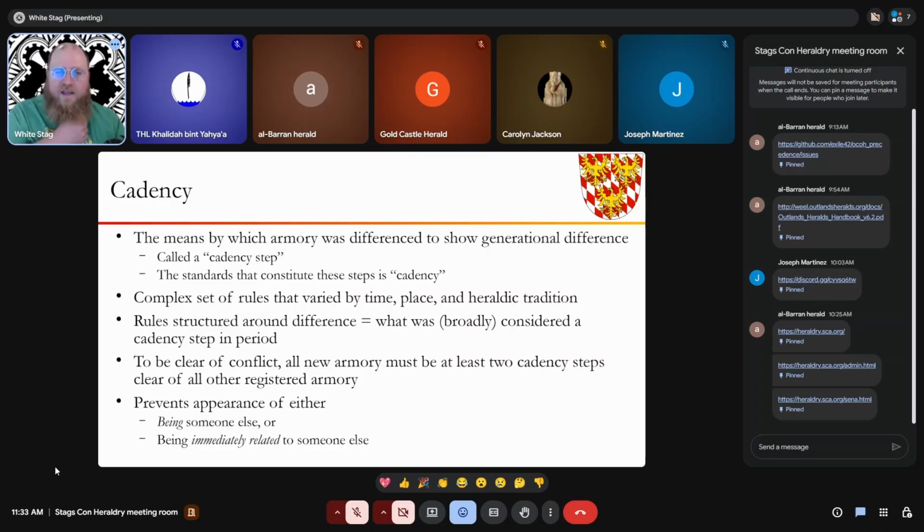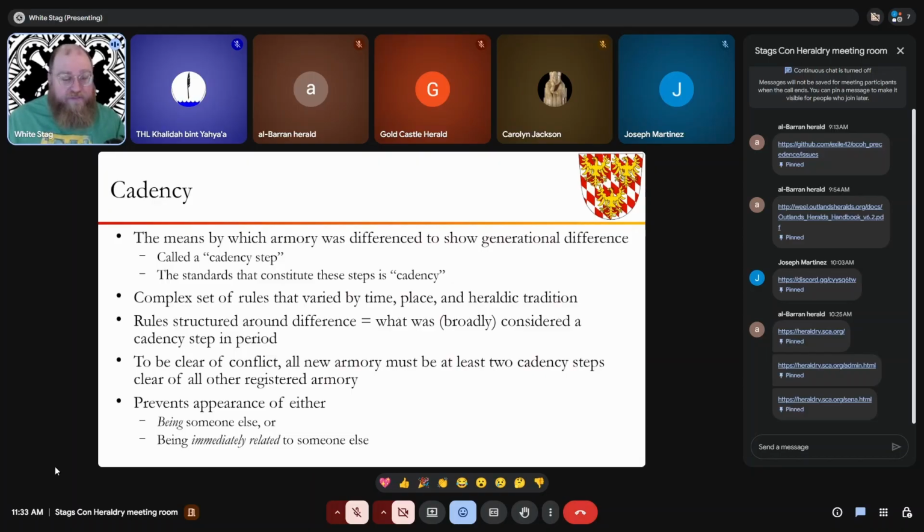Cadency is the means by which armory is differenced to show a difference in generation or to show relational difference. A single step is called a cadency step, and the set of rules is called cadency. So cadency is how you difference armory from your parents to show that you are related to your parent, but are not them. In general, this is because medieval European society, which is where the concept of heraldry comes from, was patriarchal.